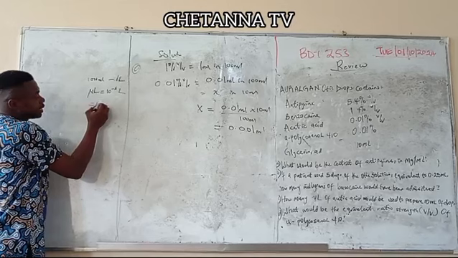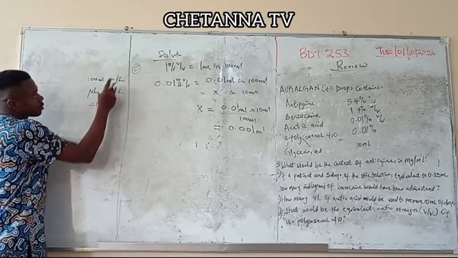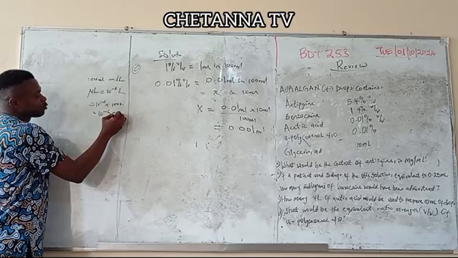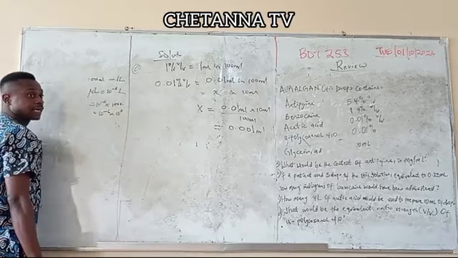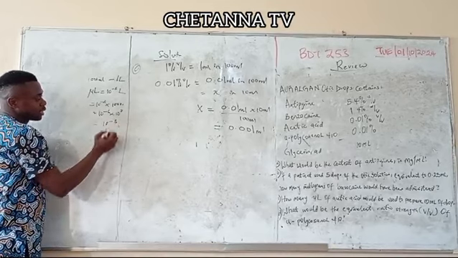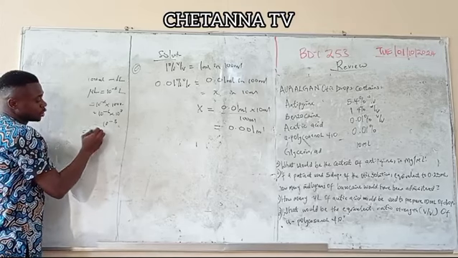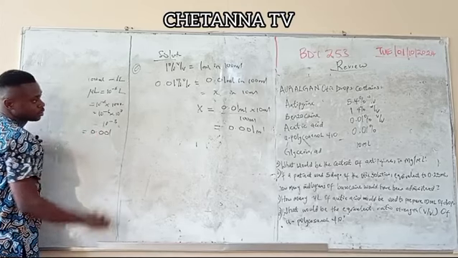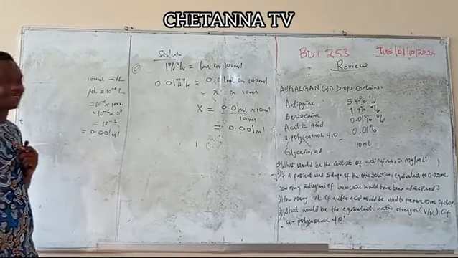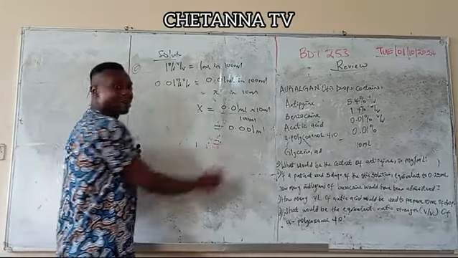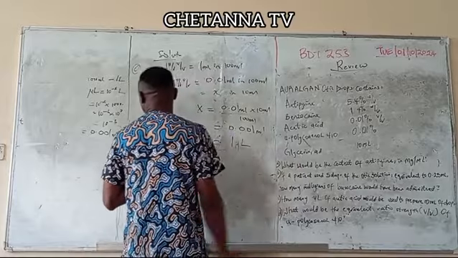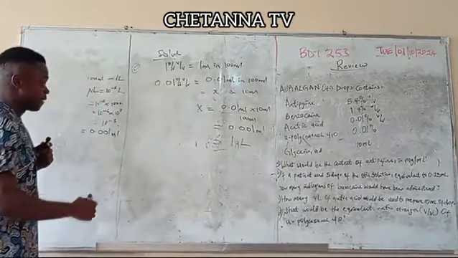So now we say 10 to the minus 6 times 1,000. Are we together? Which is 10 to the minus 6 times 10 to the 3, which is 10 to the what? Minus 3. Which is what? 0.001 ml, right? So this is how many microliter? 1 microliter.